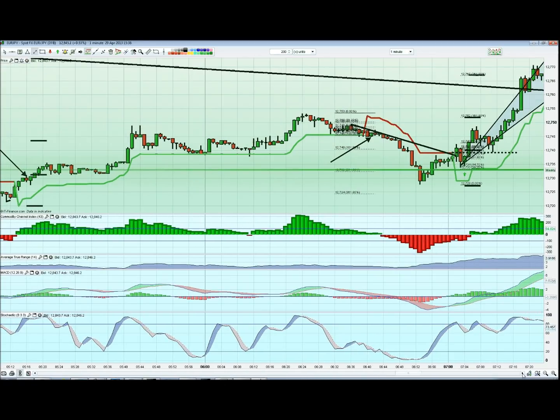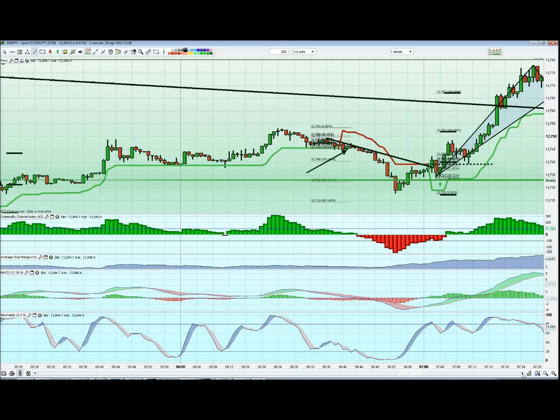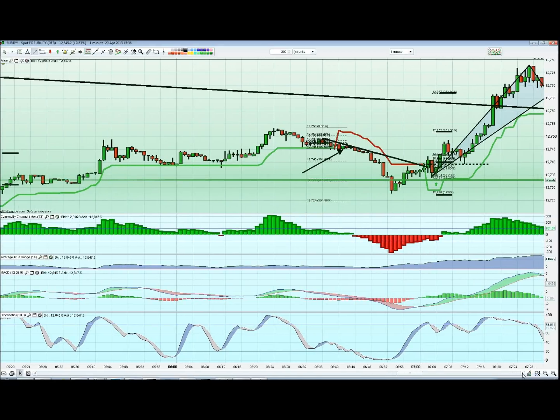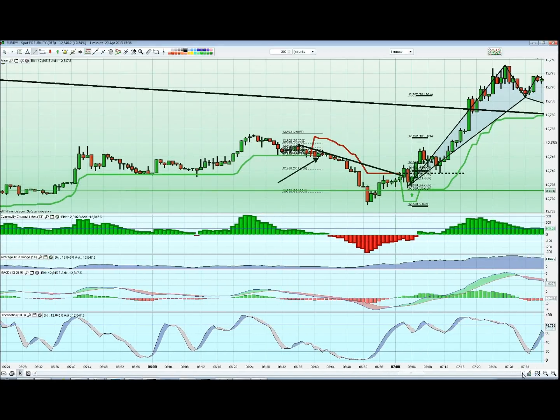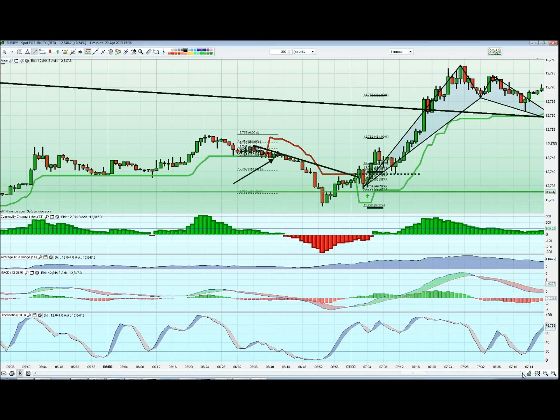Okay, 161 hit, 261 hit, and we're happy with that. Looking for the 361 unless she forms a D, which she does. And we're coming up to 8 o'clock now. Now the 8 o'clock is a different beast altogether.